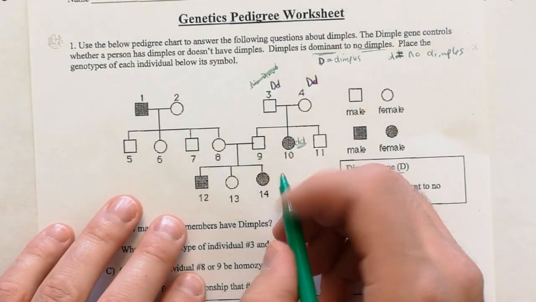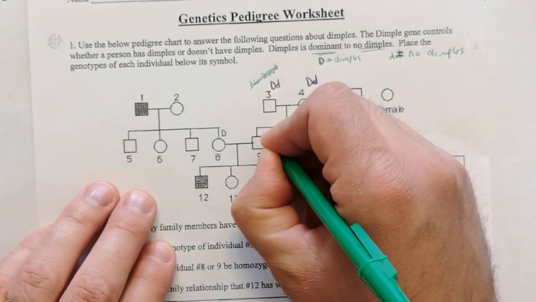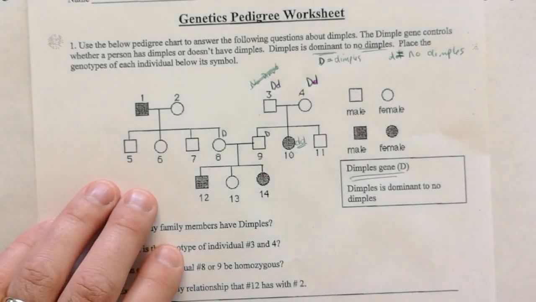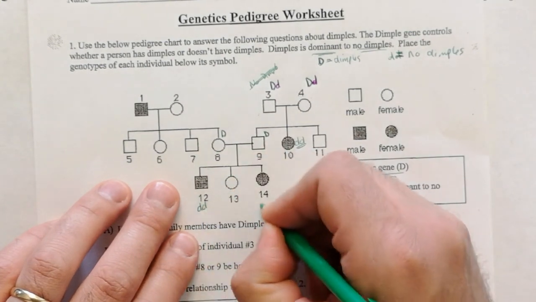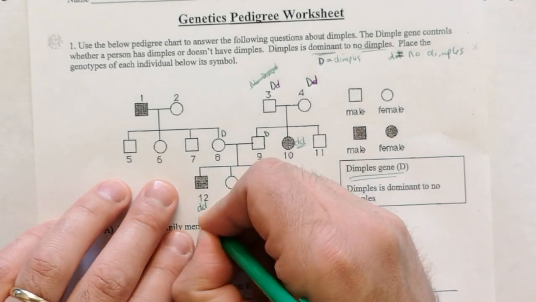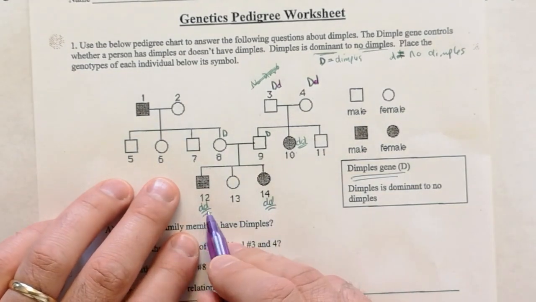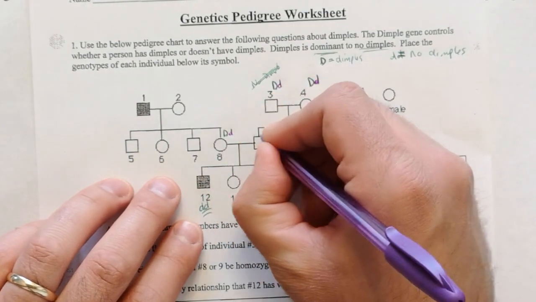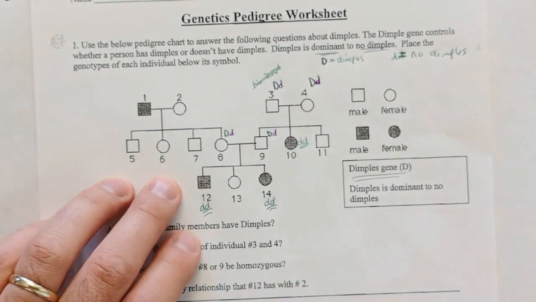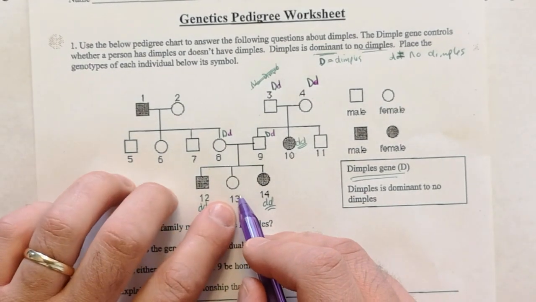So one thing we know is that individual number 8 has a dominant allele, individual number 9 has a dominant allele. We know that individuals numbers 12 and 14 are both homozygous recessive. That's why they have the different trait than their parents. And the only way that those individuals could be homozygous recessive is if they inherited a recessive allele from each parent.